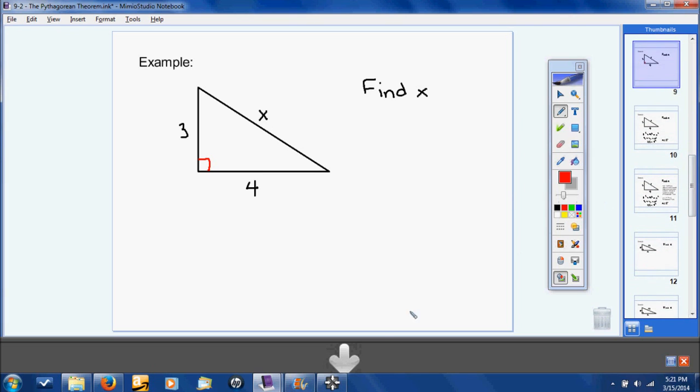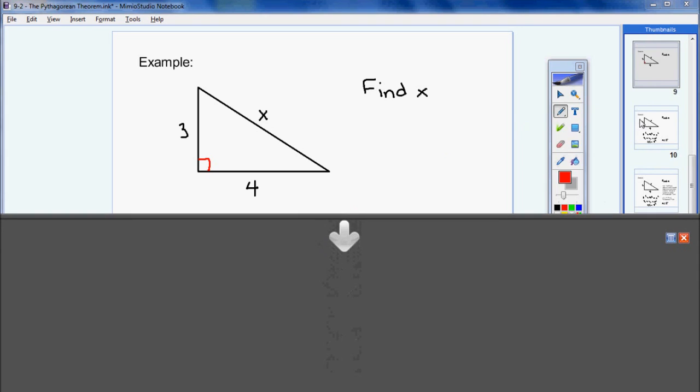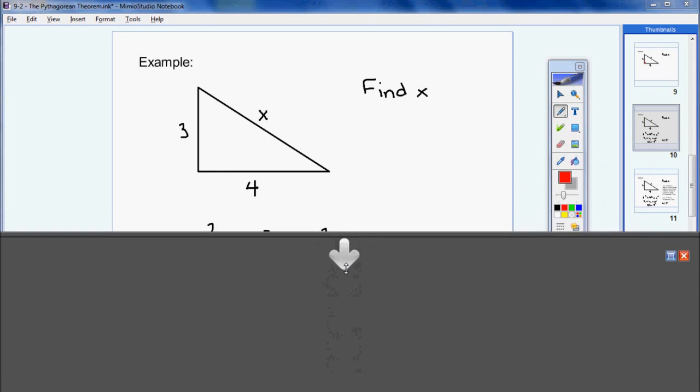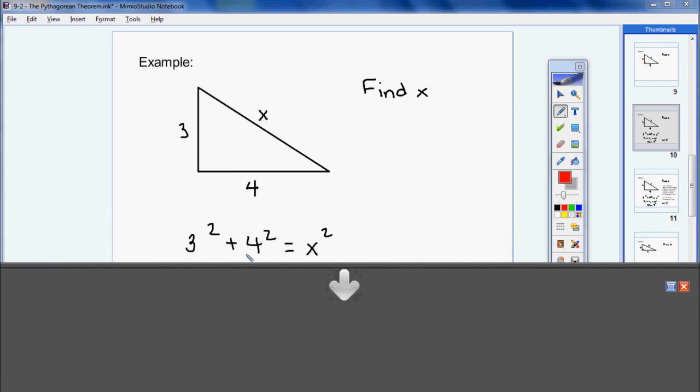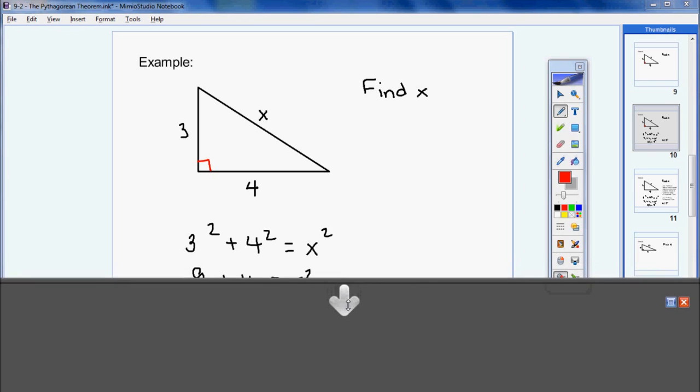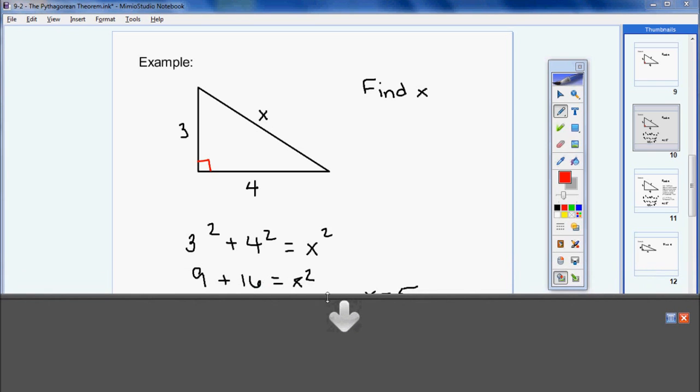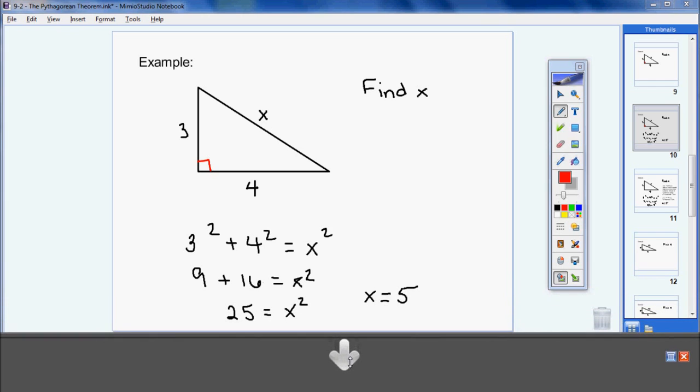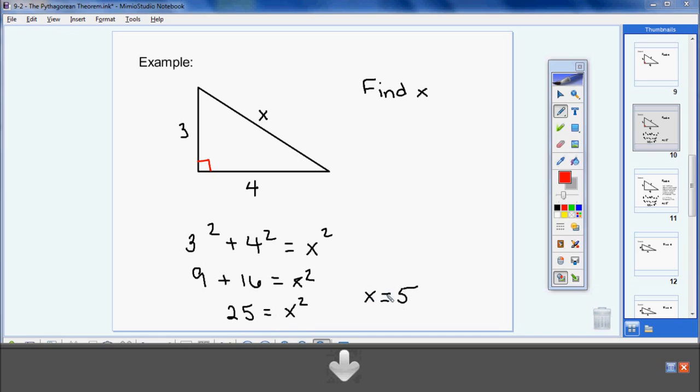When you get ready to set it up, once again, a squared plus b squared equals c squared. This time the c is over here by itself. 3 squared plus 4 squared equals x squared. And we're going to find something very interesting happens with this particular example. 3 squared is 9, 4 squared is 16, as you know. When you add those, you get 25, and when you square root both sides, you get 5.